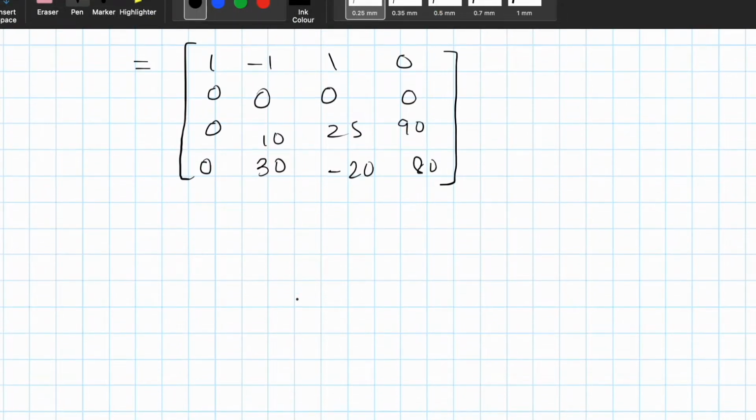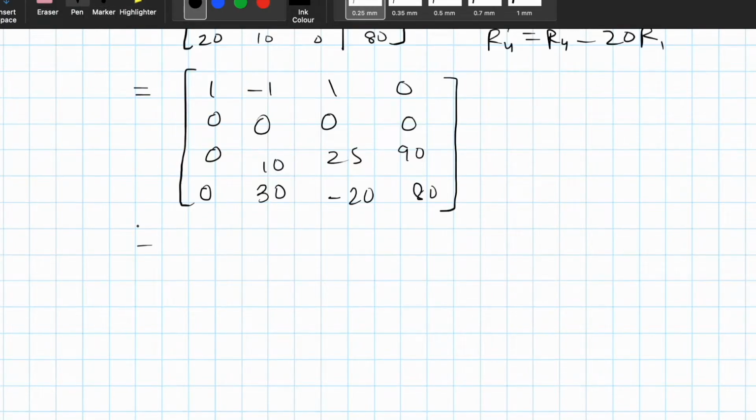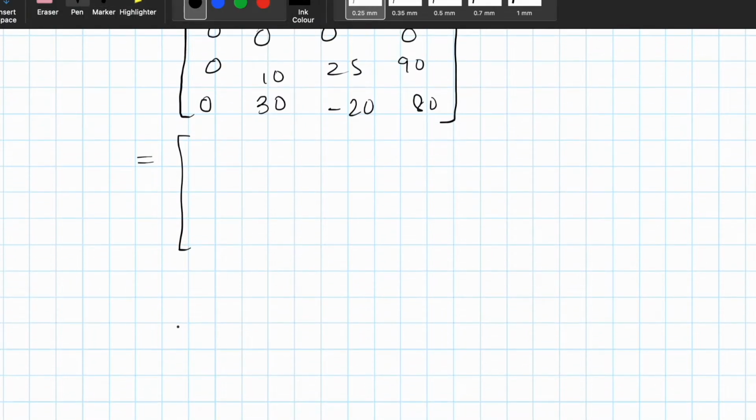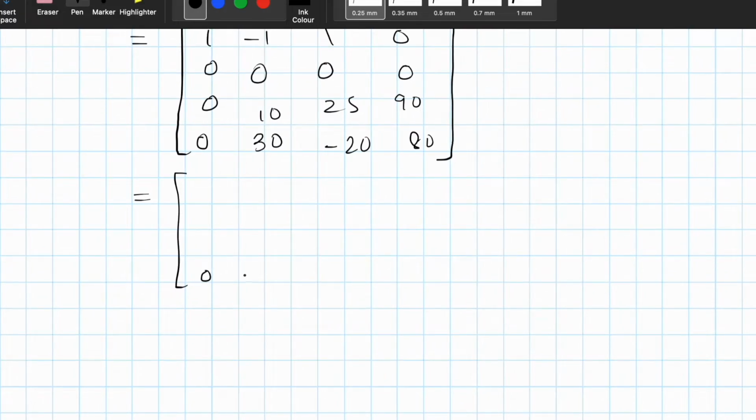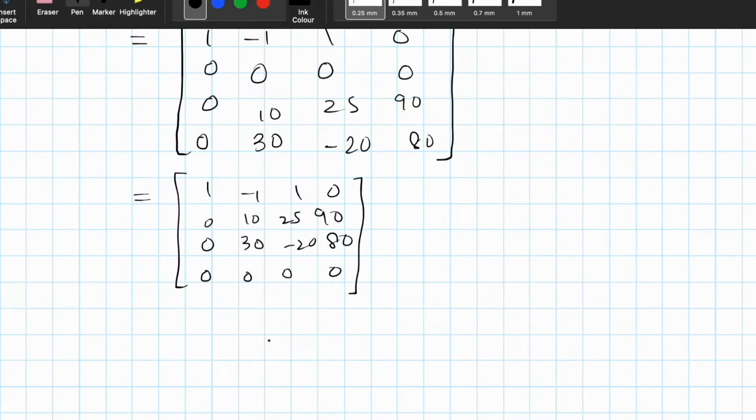Now since we know that the first column is now in row echelon form, if we write it again like this: 0, 30, minus 20, 80, 90, 25, 10, 0, 1, minus 1, 1, 0. Now let's perform the other row operations.